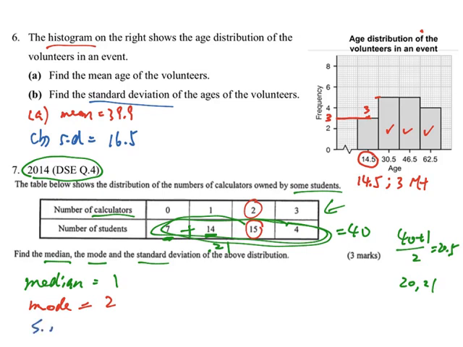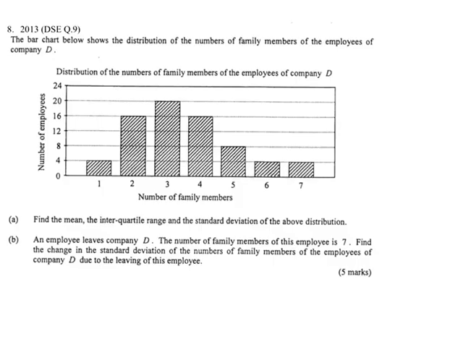Finally, SD. You need to use the calculator. So 0 shift comma 7, 1 shift comma 14 amperes, until 3 shift comma 4 amperes. So you can get the SD is 0.889.